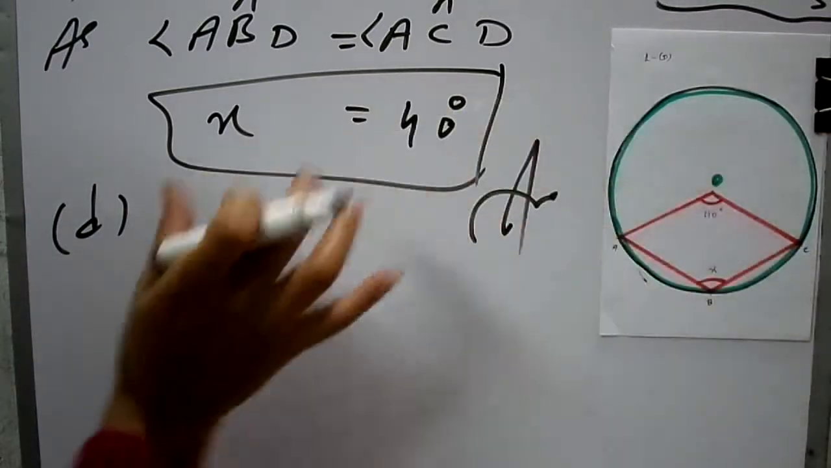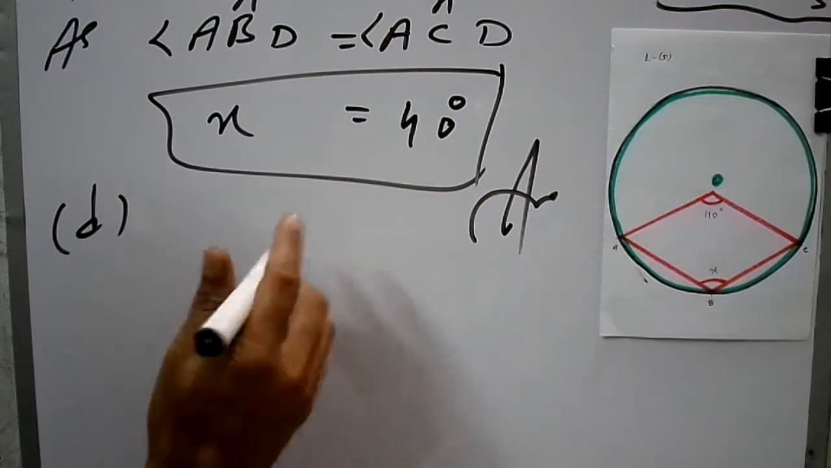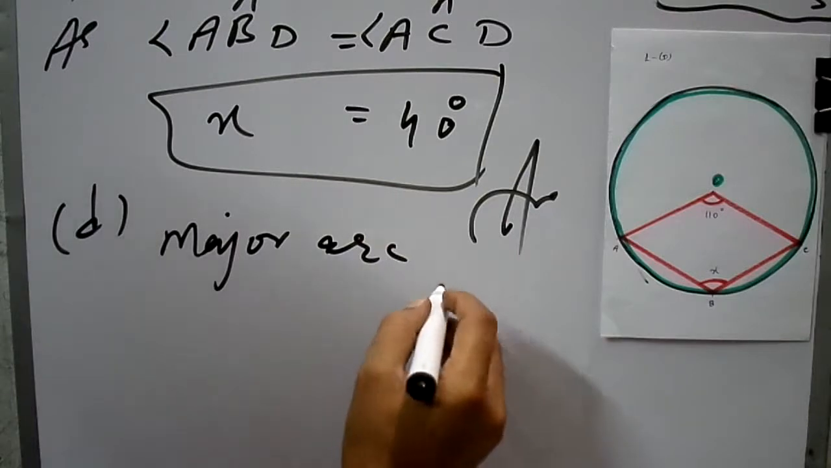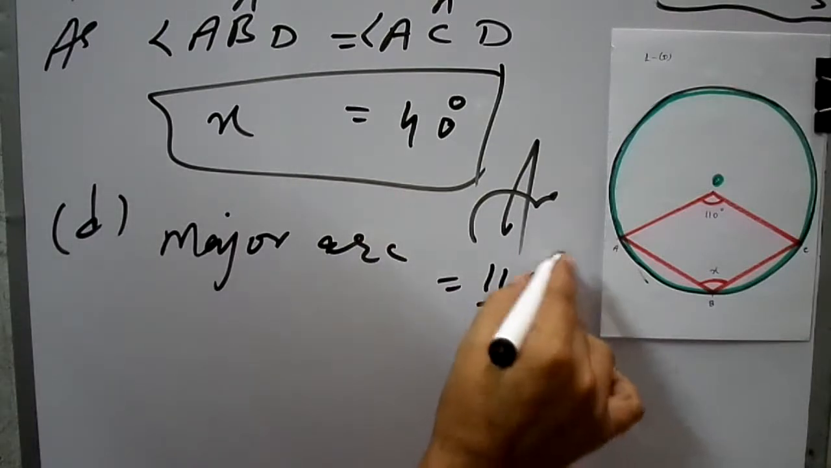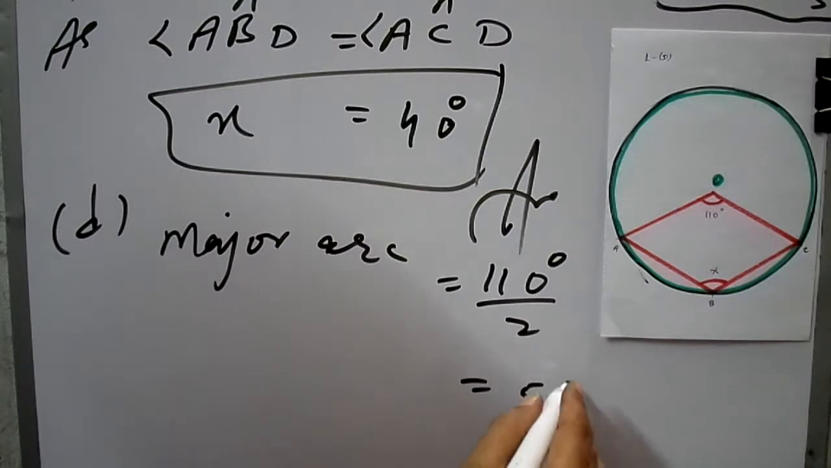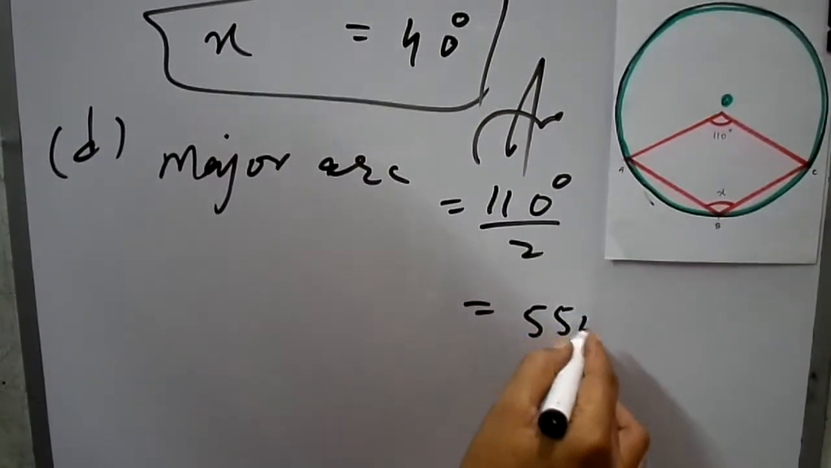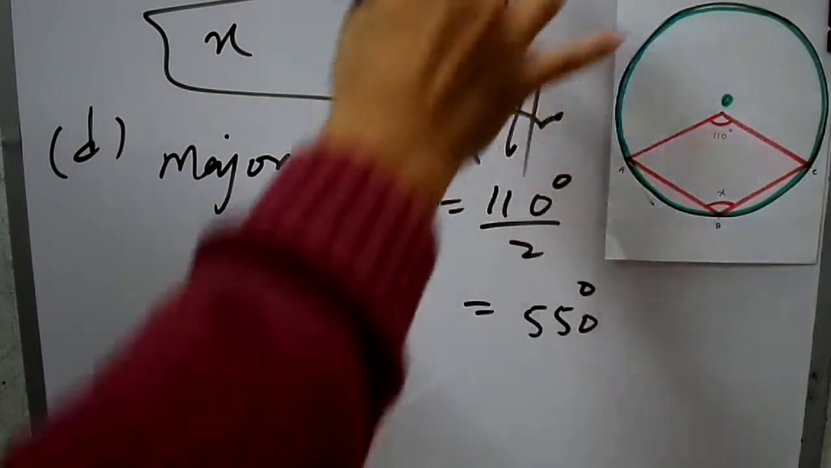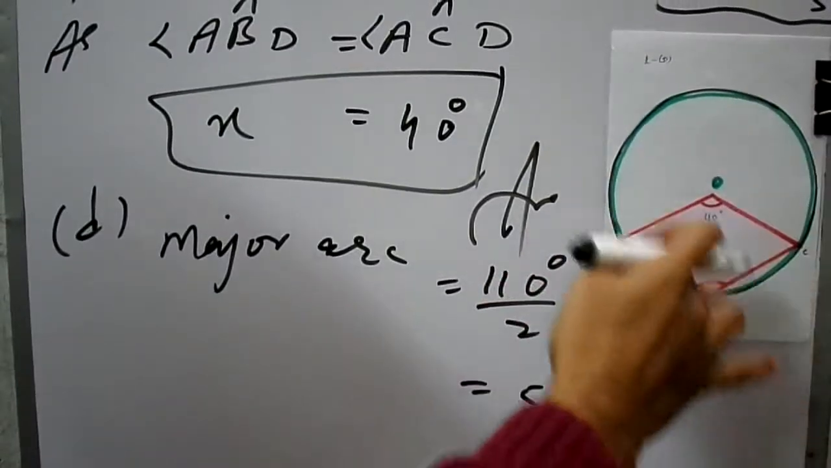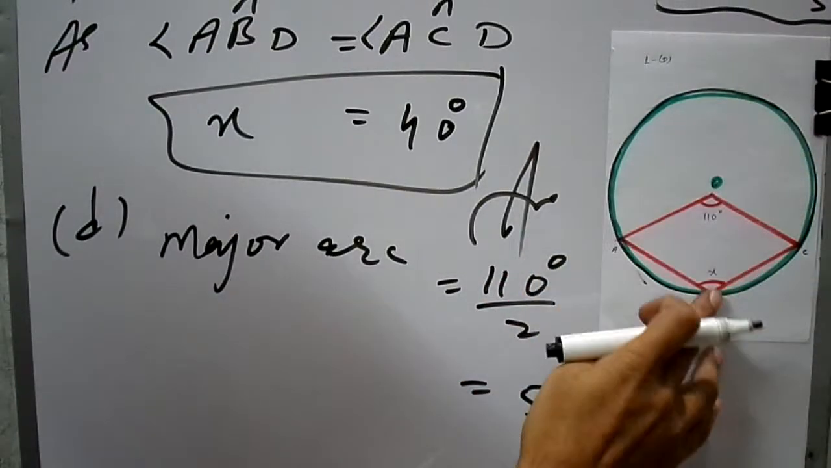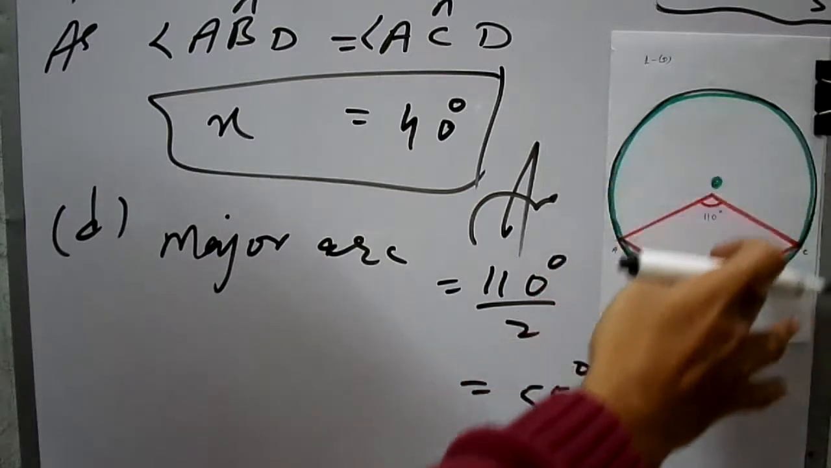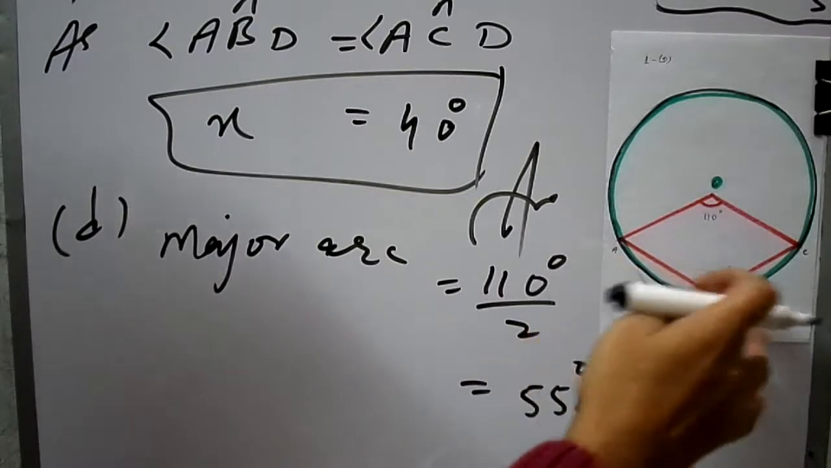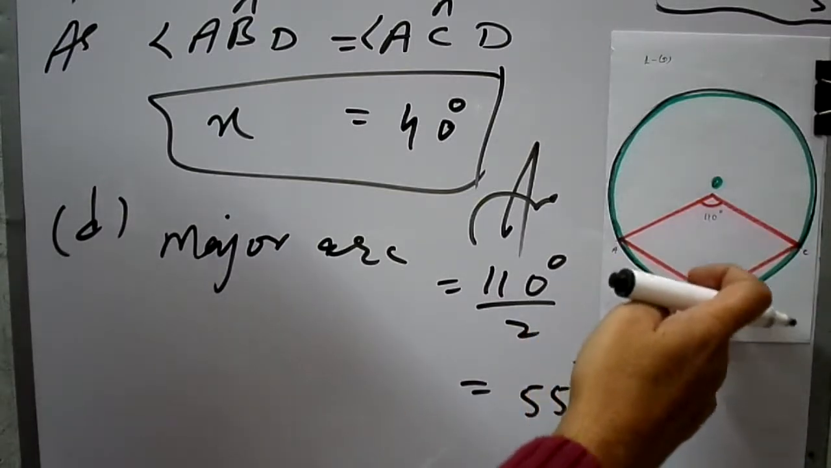So you can see here the D part, the inscribed angle of a major arc is equal to 110 divided by 2. So you will get 55 degrees. We can form a cyclic quadrilateral, and because it is a cyclic quadrilateral we have to find the value of x. So what should we do? It should be noted that in a cyclic quadrilateral the opposite angles sum to 180. So what should you do?